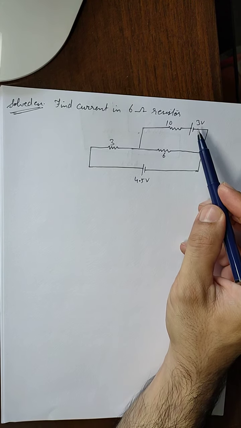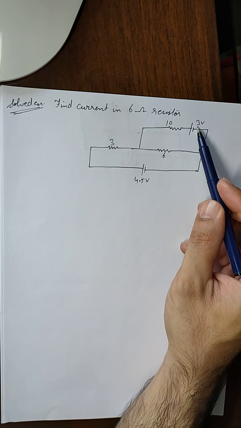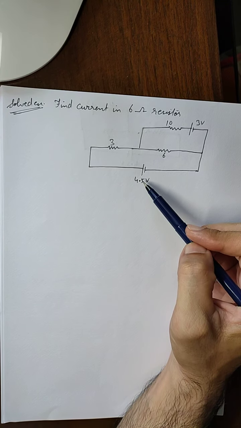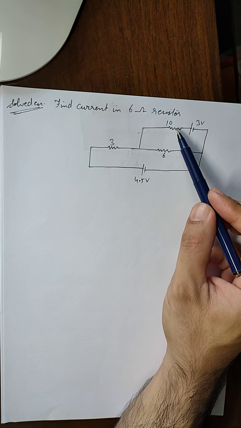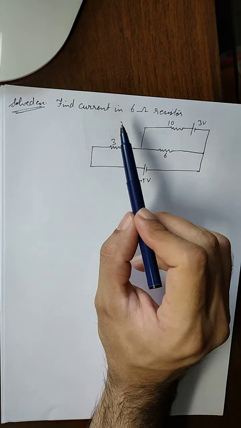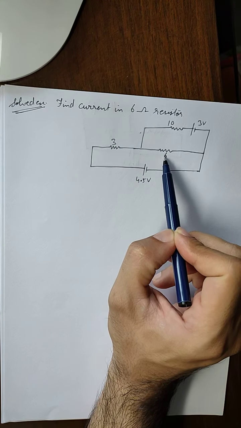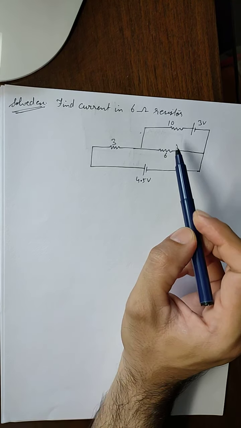Let us do another question. This is a circuit that is given to us. It has two batteries of EMF 3 volt and 4.5 volt, and there are three resistors connected in this circuit: 3 ohms, 6 ohms and 10 ohms. And we have to find the current in the 6 ohm resistor. In this resistor we have to find the current flowing through it.